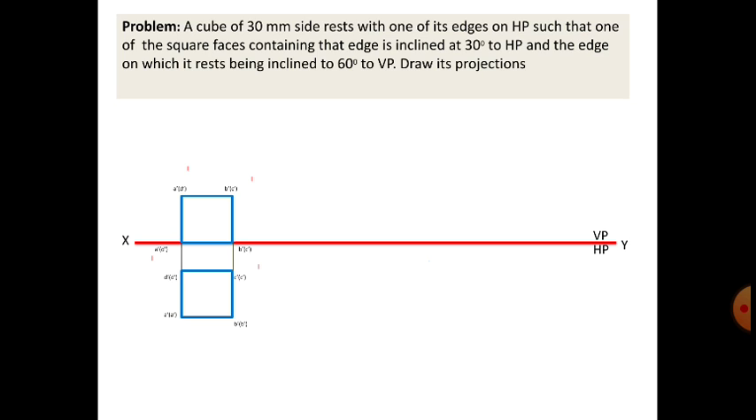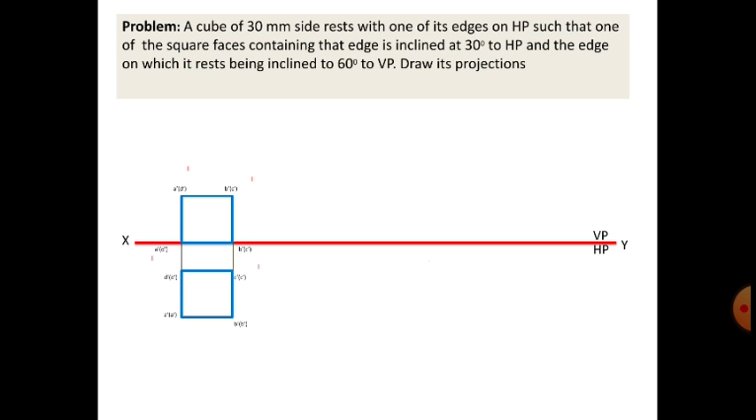Now we are done with the first part of the question, that is, one of its sides is resting on the HP. What we are seeing here is the top surface, that is your top view, and whatever you are seeing on the VP line or above the line, that is your front view.